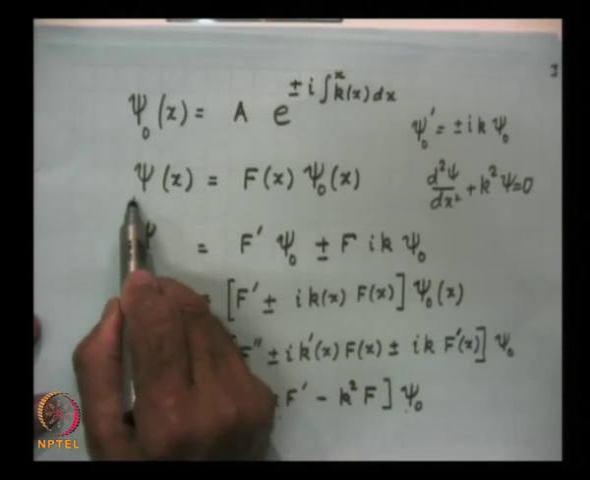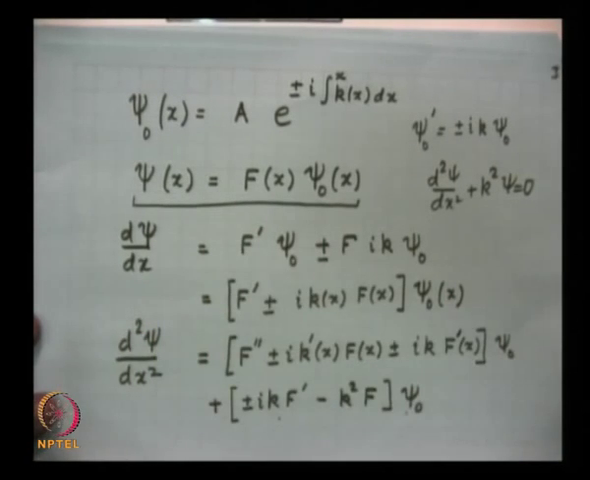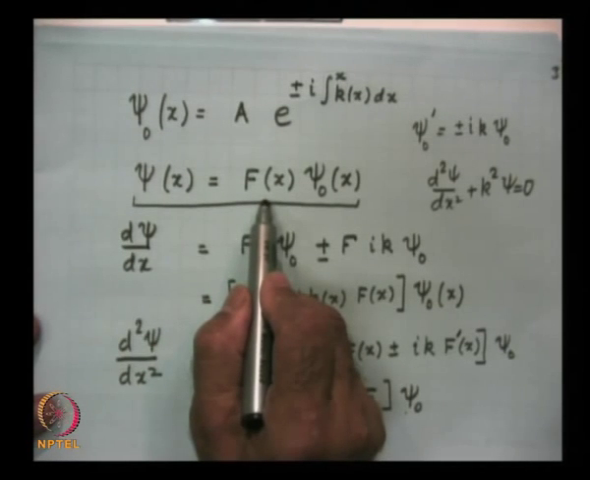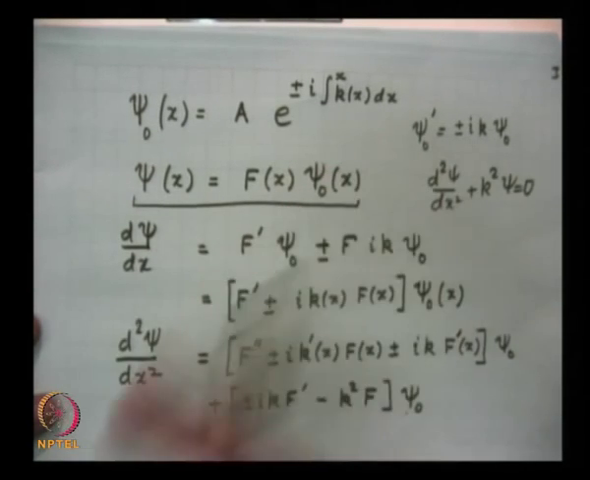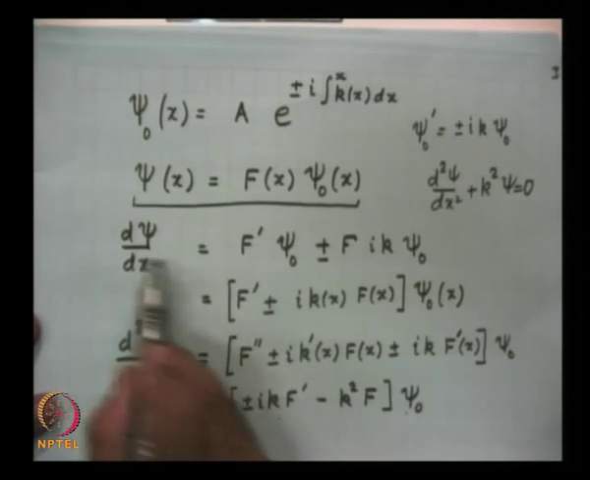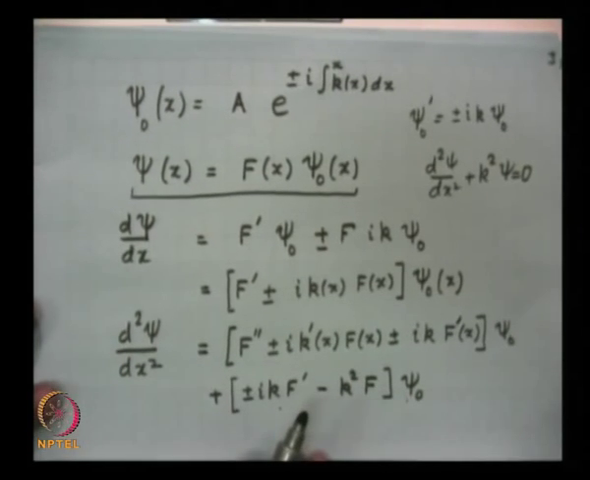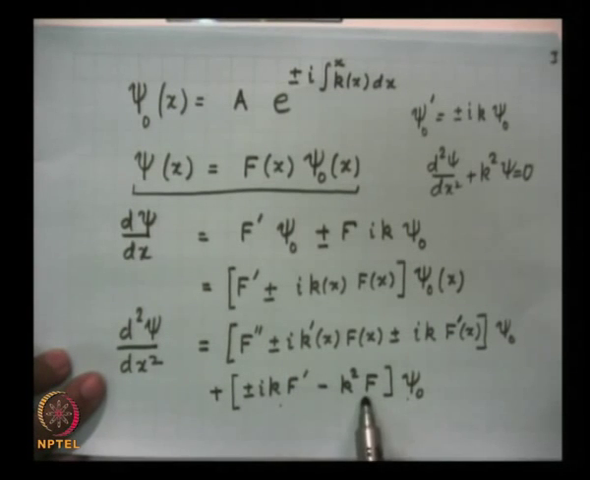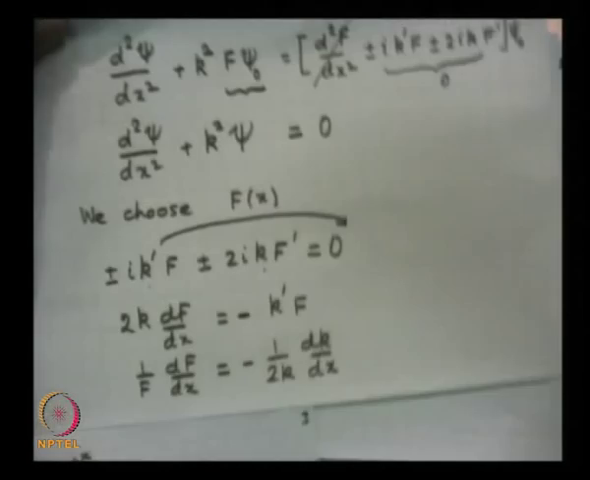So, we substituted this solution in this equation. We first calculated, at this stage we do not know what f of x is. We will in fact find out what f of x is. So, we calculated the first differential, we calculated the second differential, and we found that this f times psi naught is psi. So, we obtained this equation.